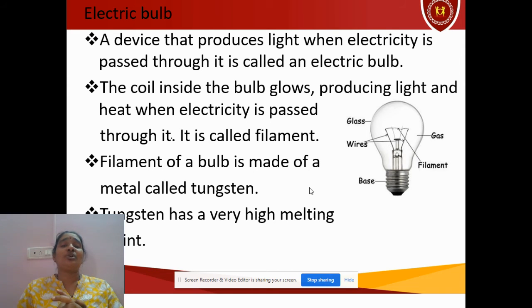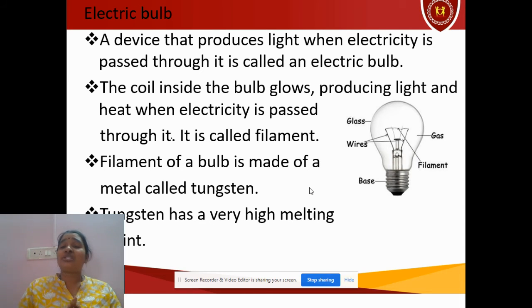Now, whenever you switch on the bulb, after 5 minutes, switch it off. Then you go and touch the bulb. You feel very hot. Why? Because the bulb produces light energy as well as heat energy. Both energies are released. Okay. So the filament which is shown will glow, and when the filament glows, we get brightness.